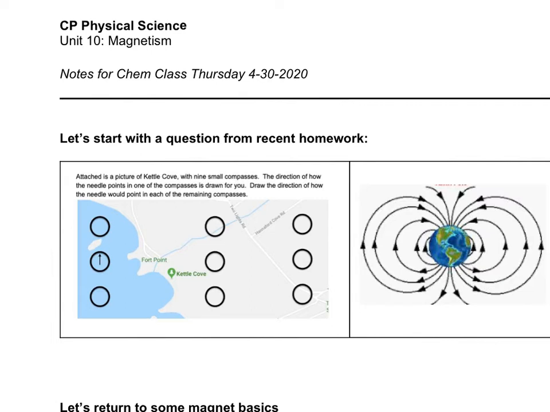And so I'm giving you 9 locations around Kettle Cove, and I'm giving you the direction in which one of the compasses is pointing. So that should be orienting you to north. So therefore, regardless of where you walk around, unless there's some huge magnet that you're going to walk by to disturb the compass, all these other compasses should also be pointing in the same direction. And the reason for that is because Earth itself has a magnetic field.